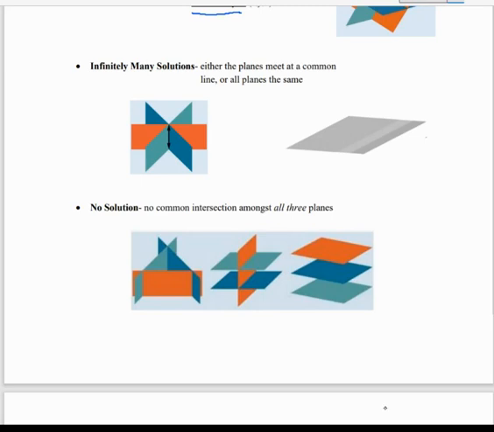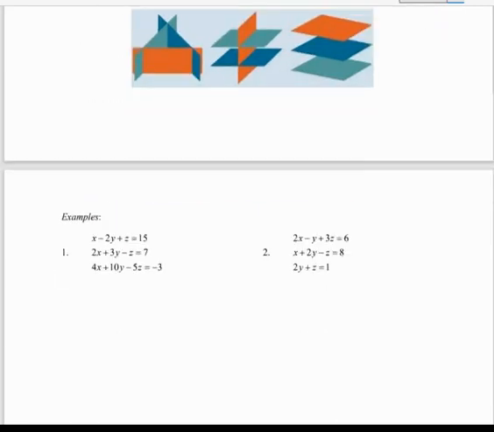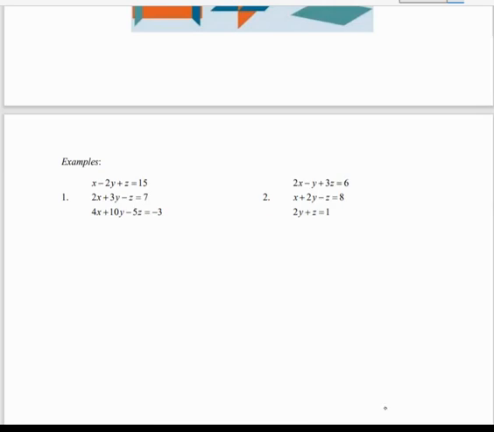And the third one is pretty obvious. There's no intersection at all amongst all three. They're parallel to each other. So therefore, again, there's no solution. So how do we solve these systems? Let's start with our first example.